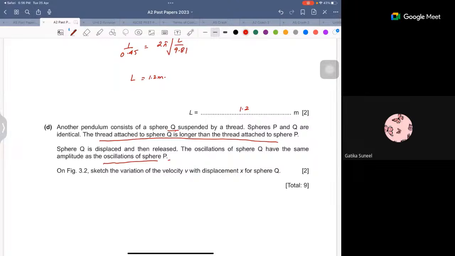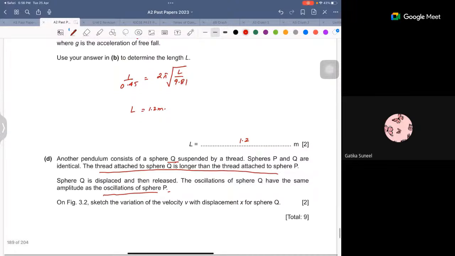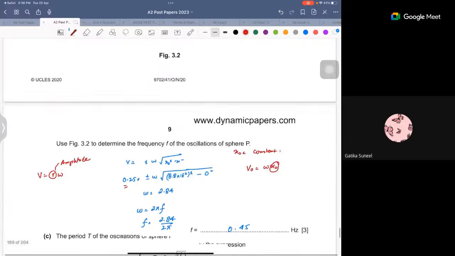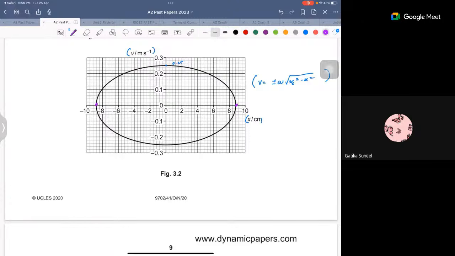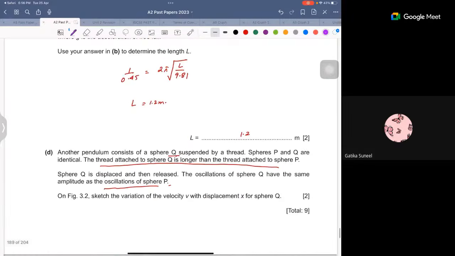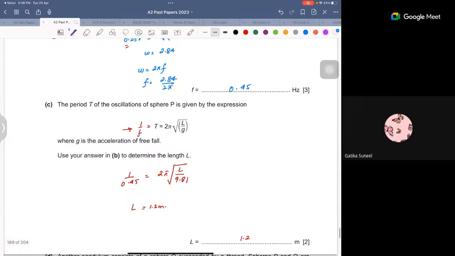So they have the same amplitude, right? But the question then remains, what happens to velocity? If they have the same amplitude, one thing I can tell you without even thinking is that the amplitude on the graph, which is the x naught values, should be the same for the other circle. Okay. But we need to see what happens to velocity. So sphere Q has a longer thread. A longer thread would have a larger time period. Don't you guys think so?